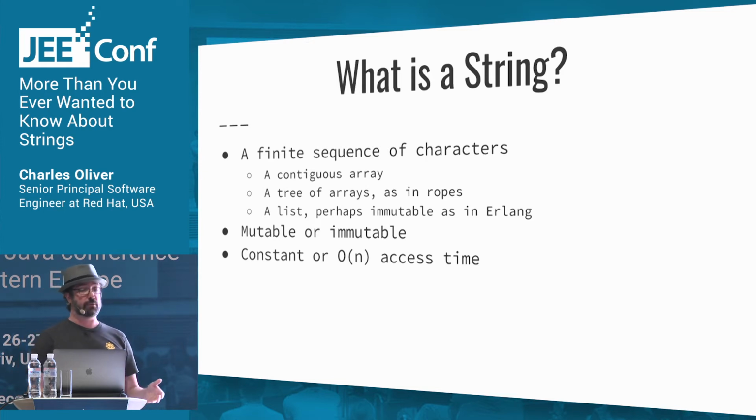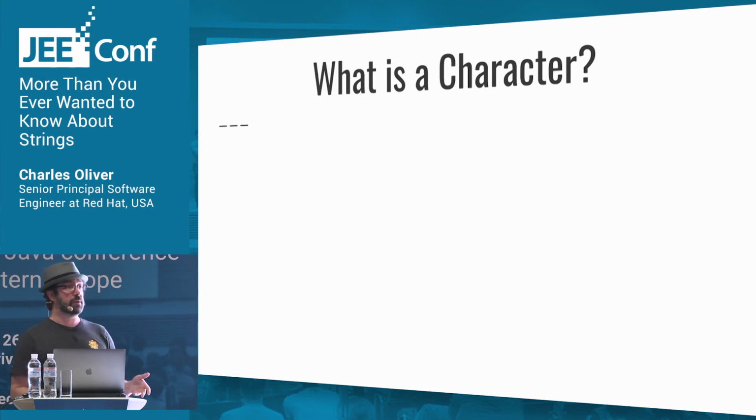In the case of, for example, ropes, it may actually be O(log n). You actually need to walk a certain amount of the tree to get to the character you're looking for. So what is a character? We're talking about characters here.